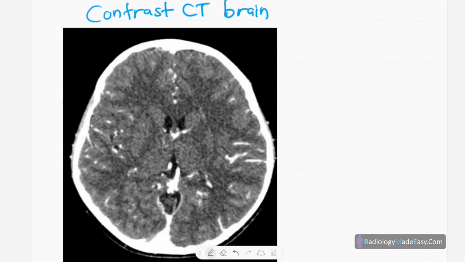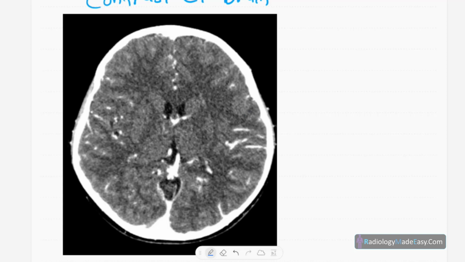The next thing is contrast CT brain. You can see the vessels here. You can see the vessels in the subarachnoid space. This is when the contrast is given. You can see the venous sinuses. So this is a contrast enhanced CT brain.